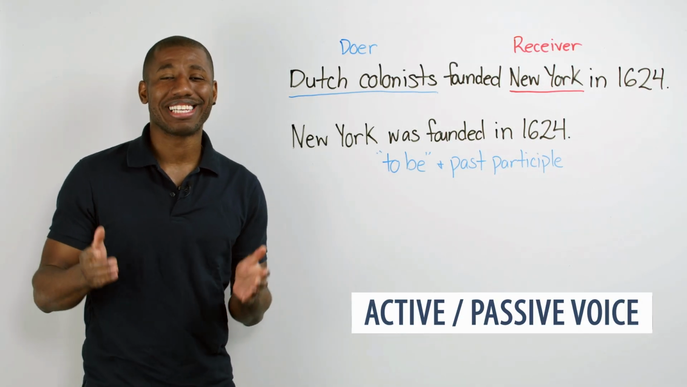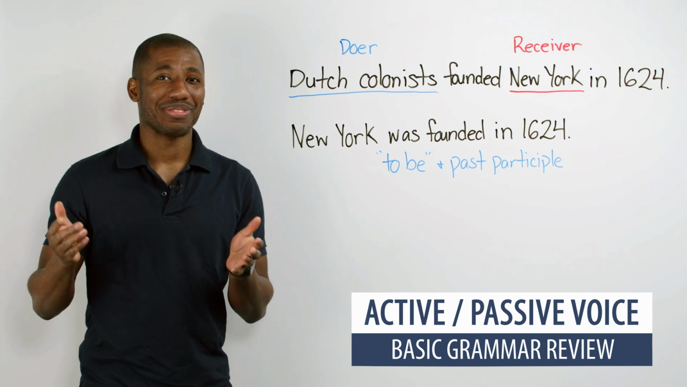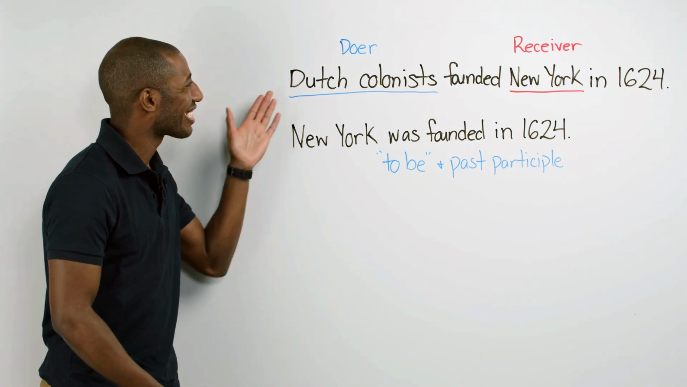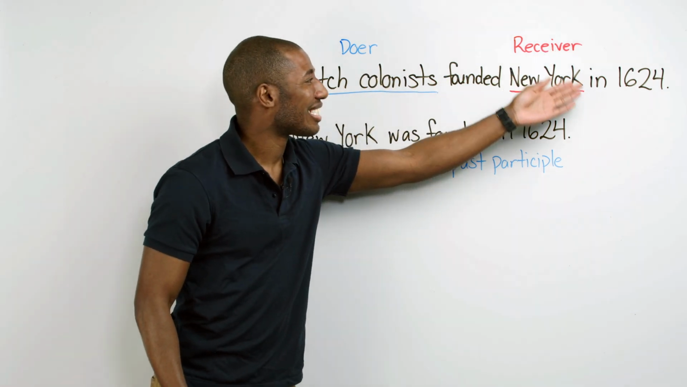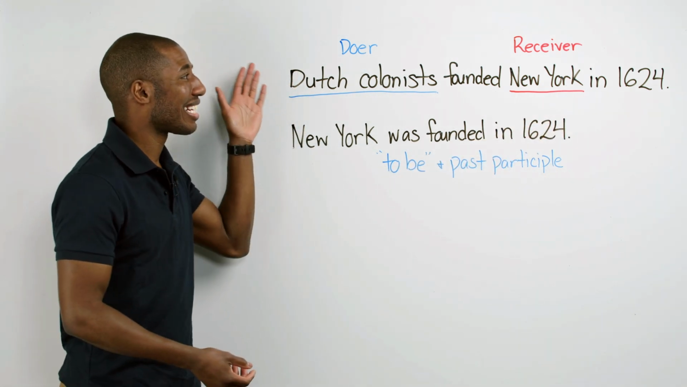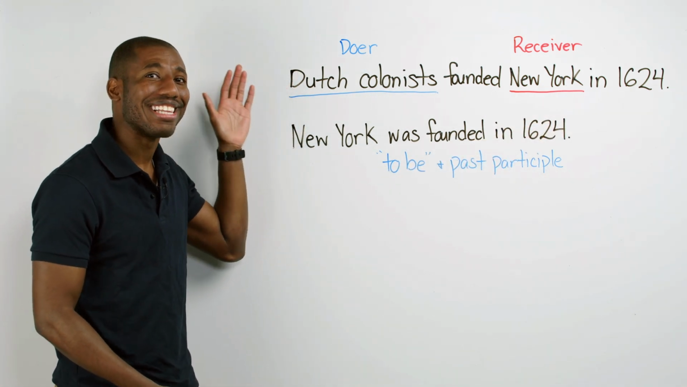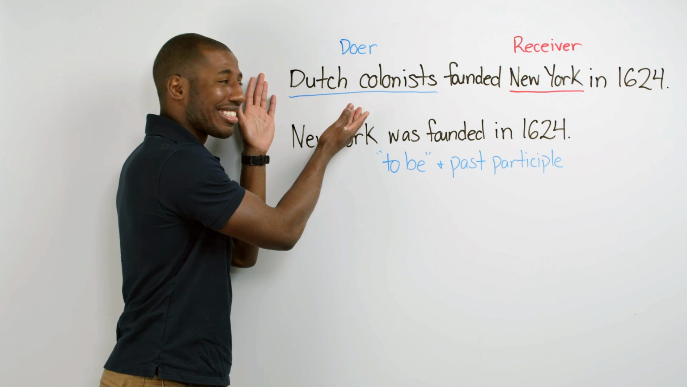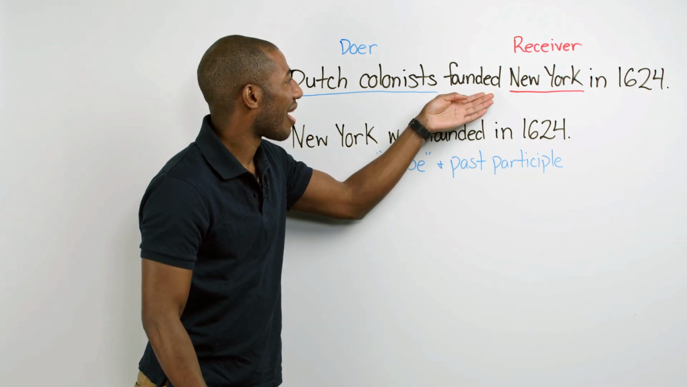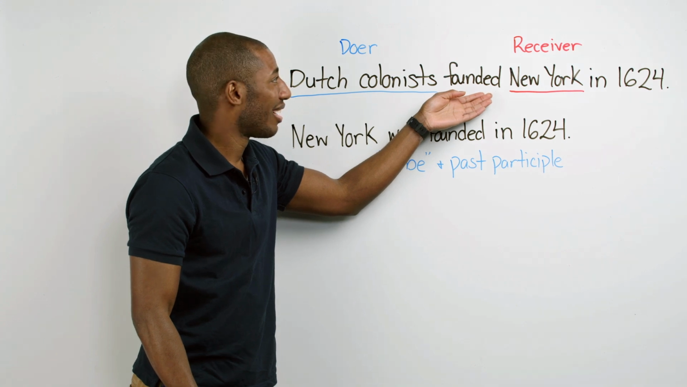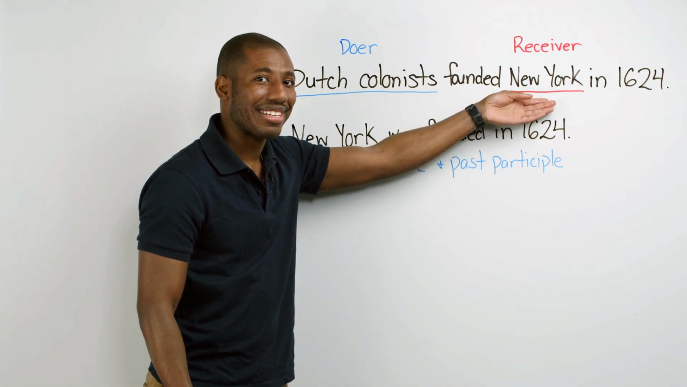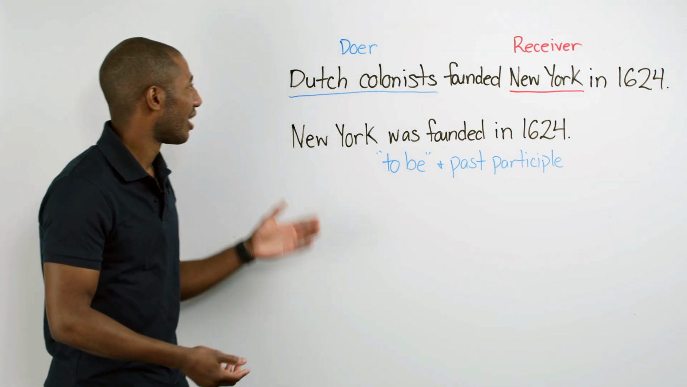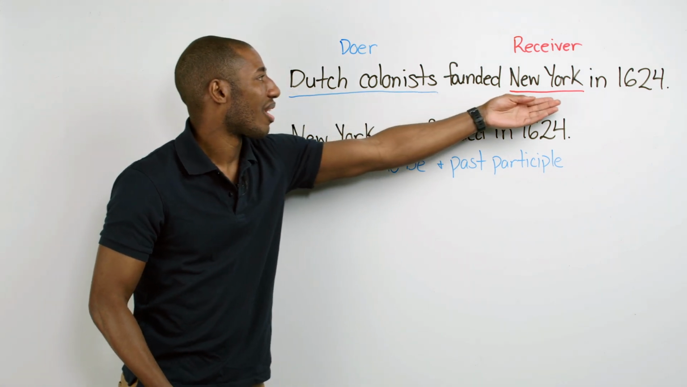Let's review the basic grammar for the active and passive voice. We have a lovely sentence here. Dutch colonists founded New York in 1624. This is an example of a sentence that is written in the active voice. We have our doer, the Dutch colonist. We have our action, founded, as well as our receiver, New York. See, active sentences follow the subject-verb-object pattern. Again, our subject, our verb, and our object.